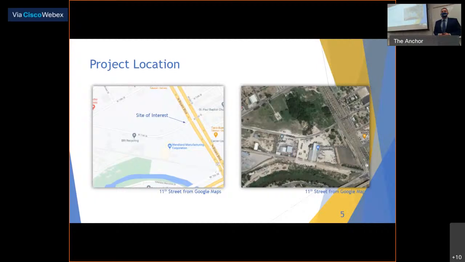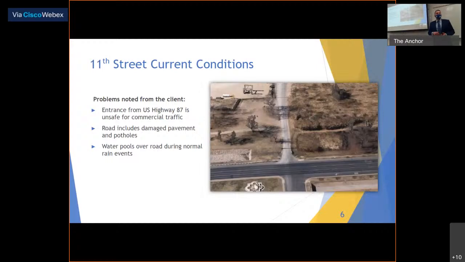In this, we wanted to make sure that we understood the client, and when he came to us, he gave us a list of problems. One of those problems was it was hard for commercial traffic to turn from the highway onto 11th Street. And you can actually see here that the highway alignment is in such a state that the lane that should be turned onto is actually just a single lane.